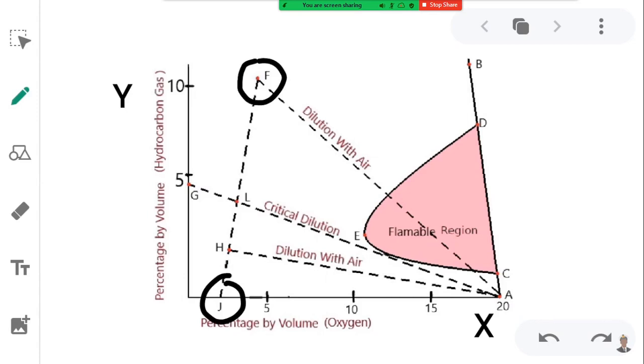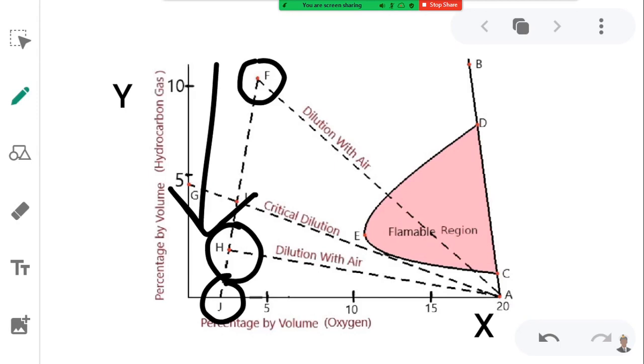The purging is continued till the mixture reaches the point H. This is the point H, and purging is done in such a manner that it reaches the point H, and from the point H further dilution with air is done, that is adding oxygen to that particular tank. If oxygen is added to that particular tank, what will happen? It will tend to reach the 21% mark on the x-axis, that is percentage by volume for oxygen.